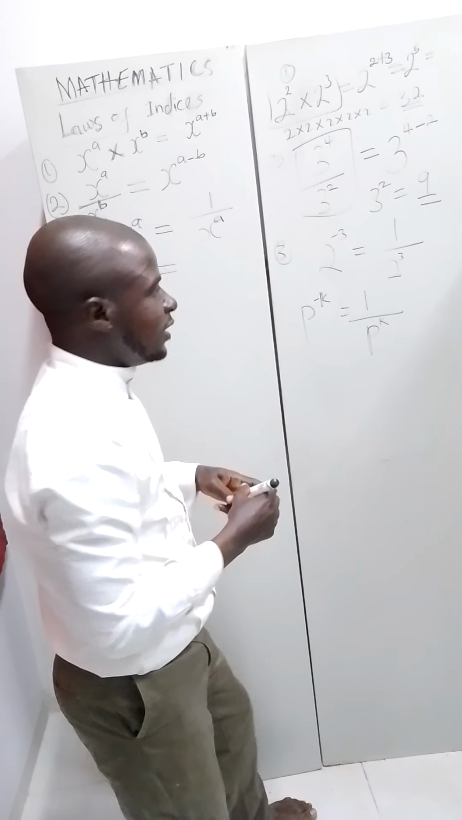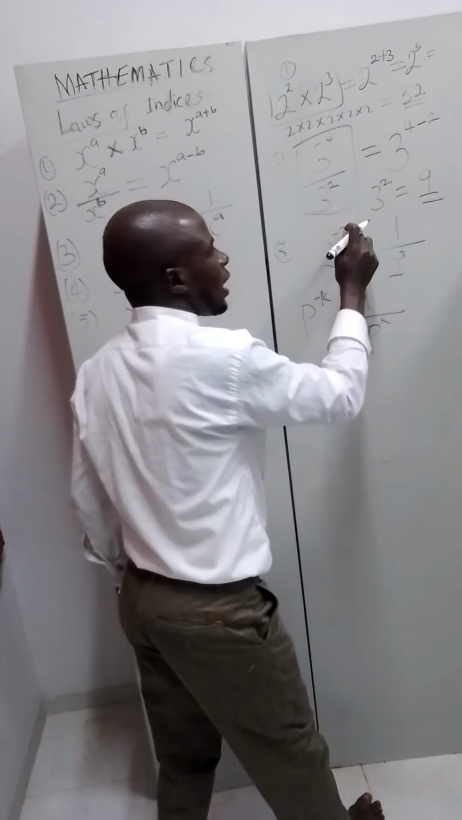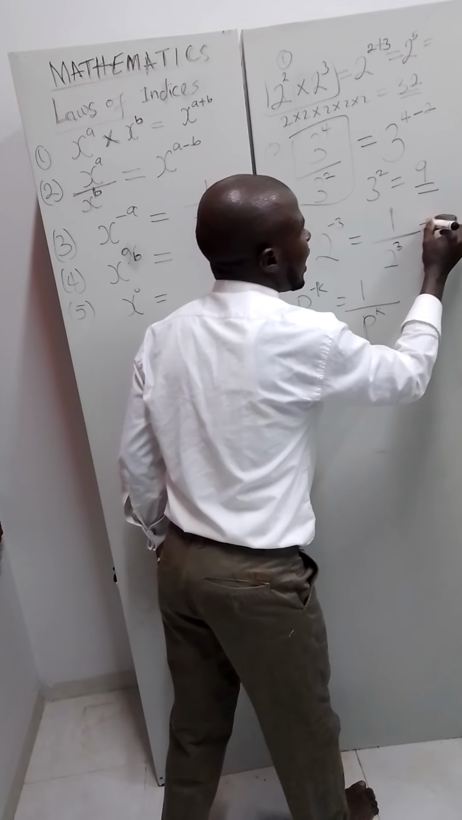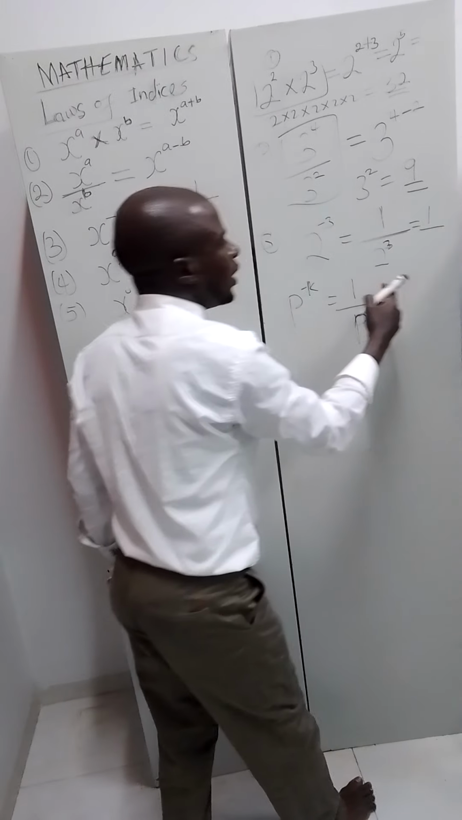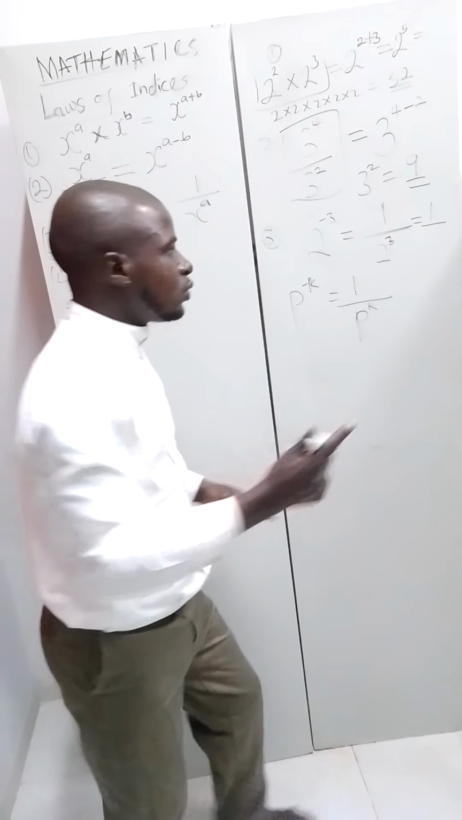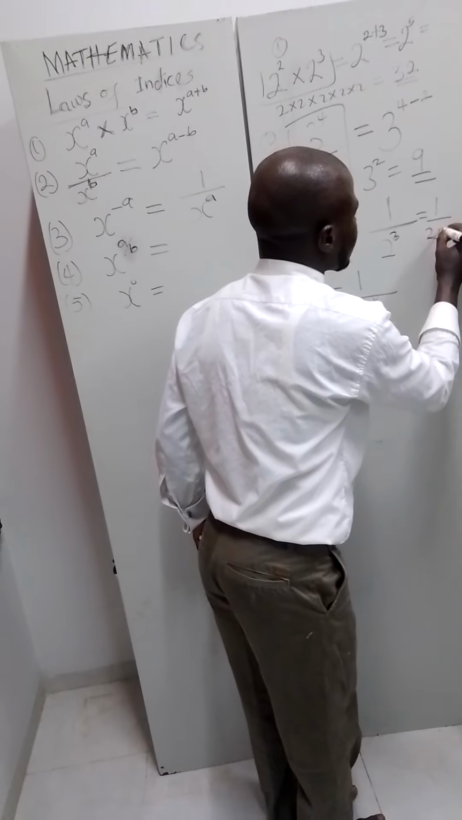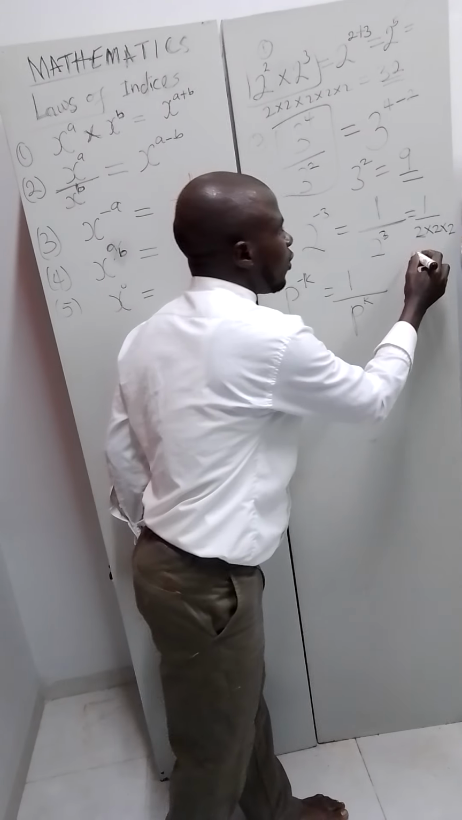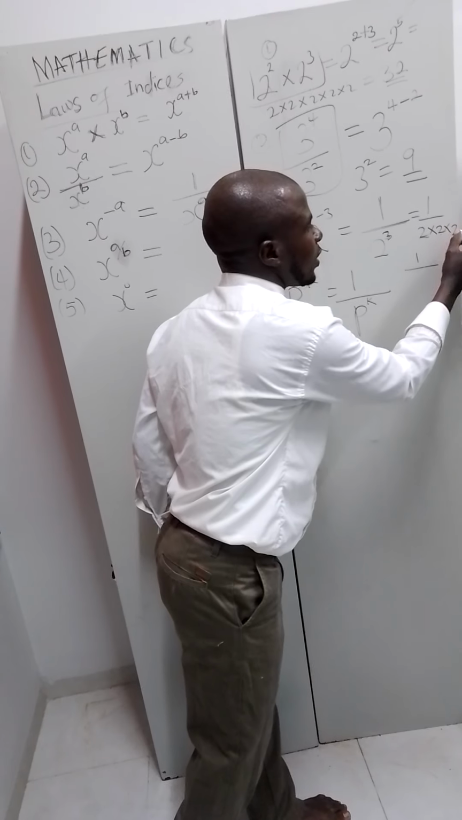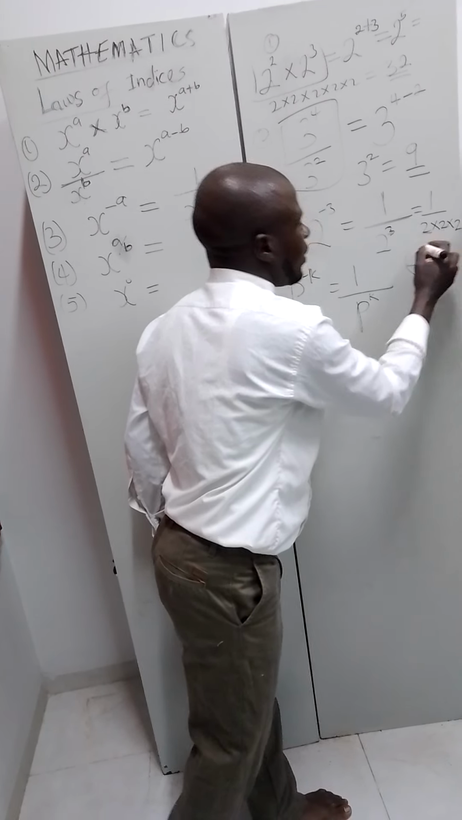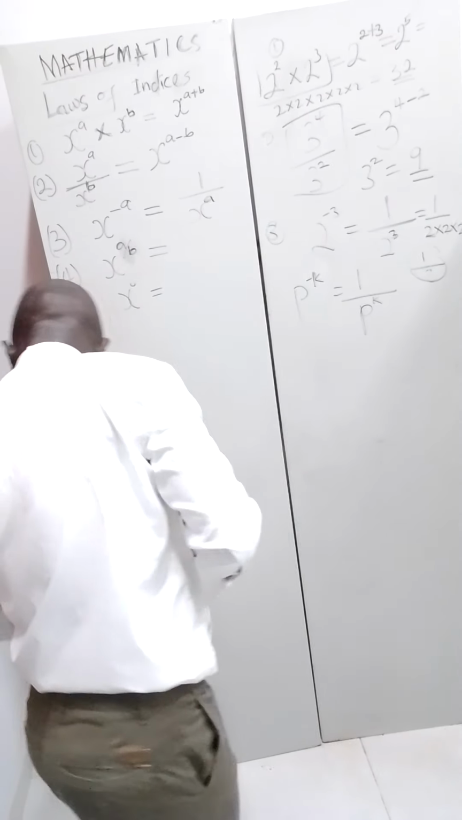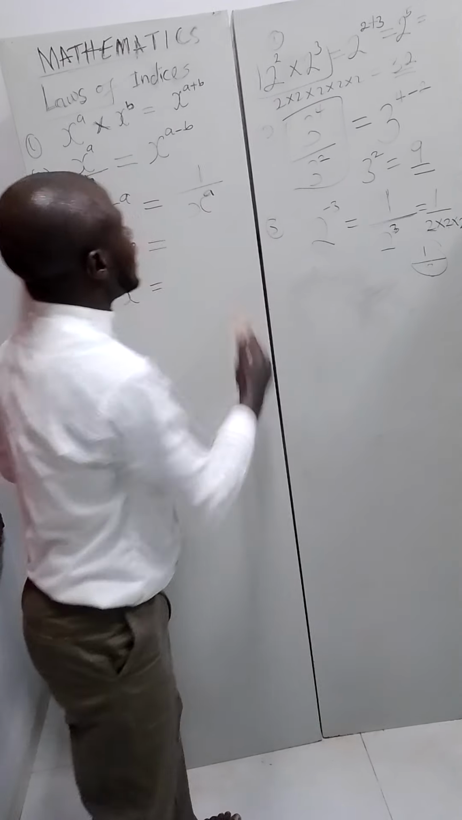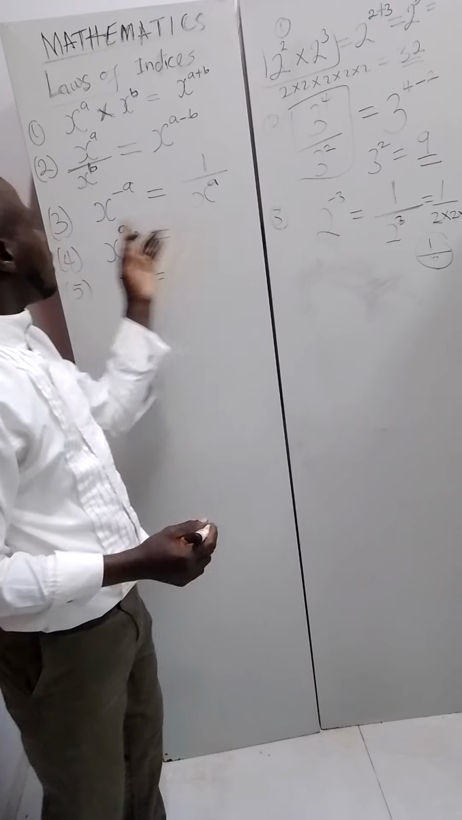I believe we are getting it. So that's why we are having 2 raised to power minus 3 giving us 1 divided by 2 raised to power 3. And 2 raised to power 3 is 2 times 2 times 2. And that will give us 1 divided by 2 times 2, 4, 4 times 2, 8. 1 divided by 8. That is the answer to that one. I believe that one is clear to us. Is it clear? The third application to the third law.